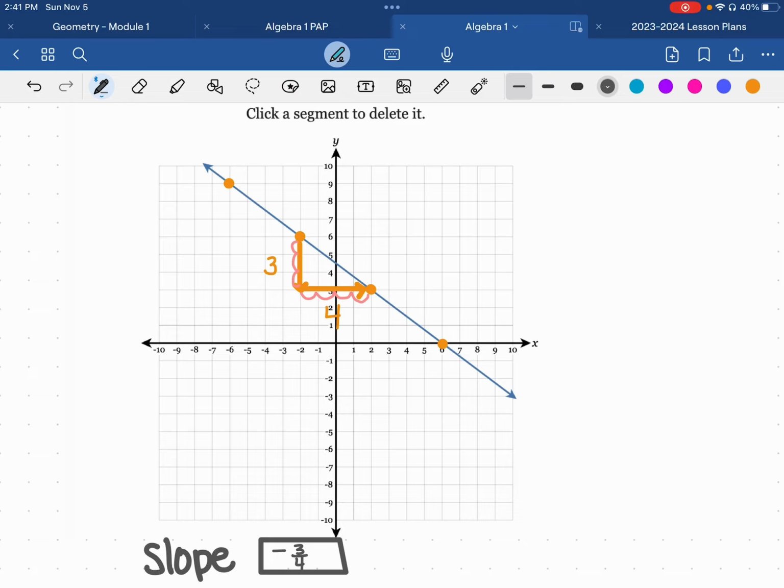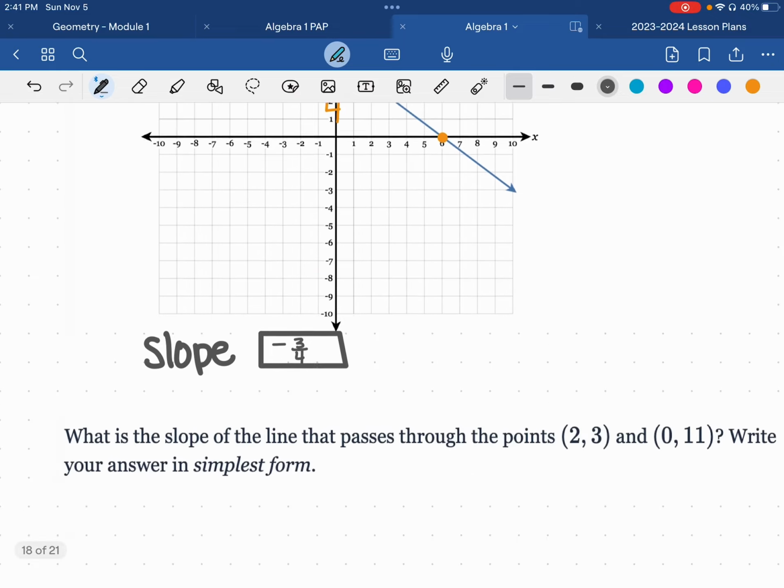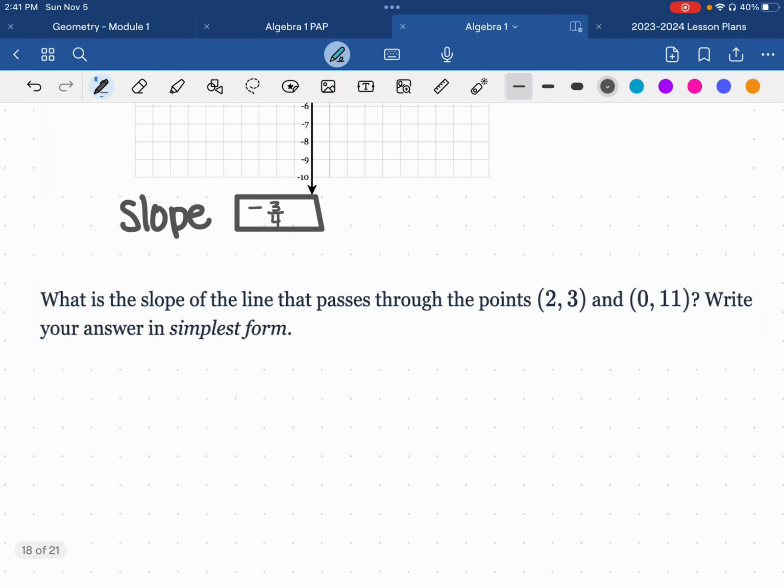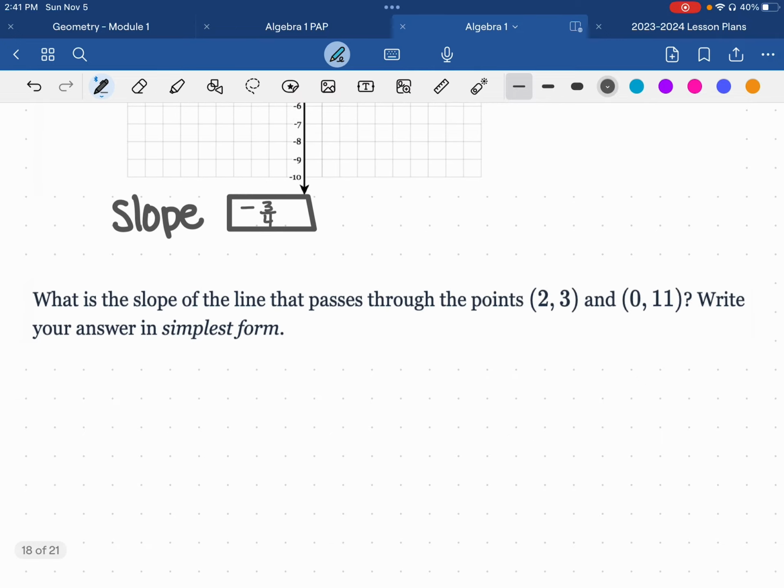And that's it. There's my answer. All right, let's take a look at our next question. Our next question asks, what is the slope of a line that passes through the points 2, 3 and 0, 11. Write your answer in simplest form. This simply means that it wants it to be as simplified as possible.